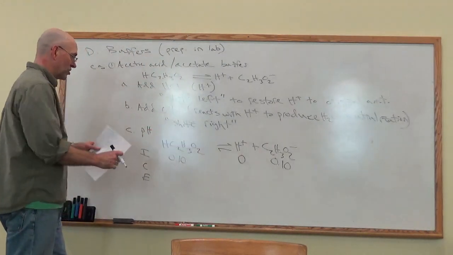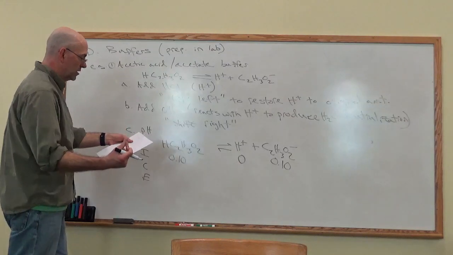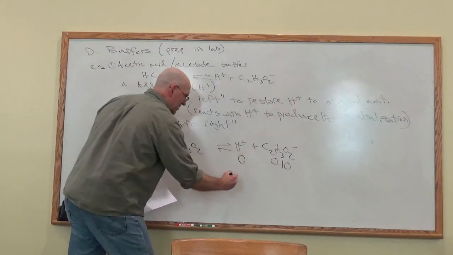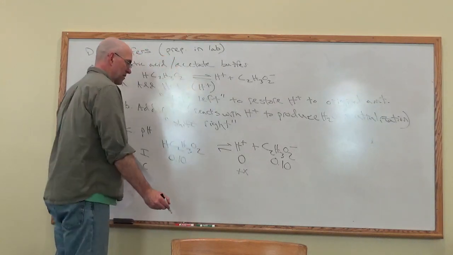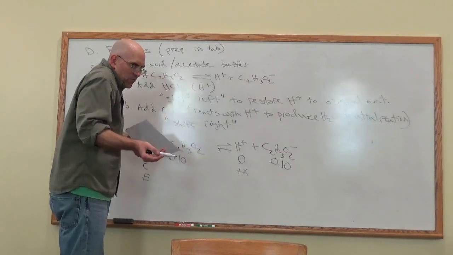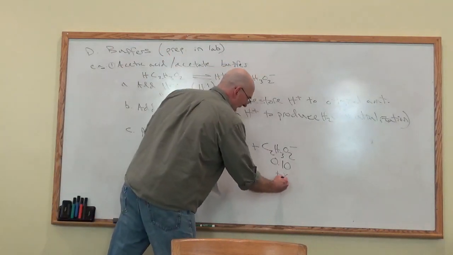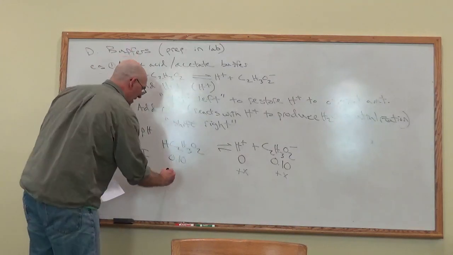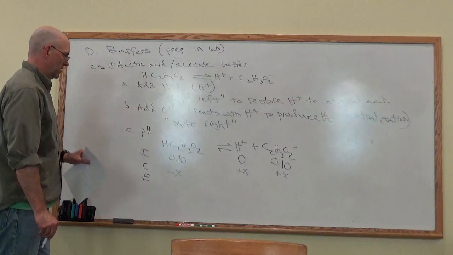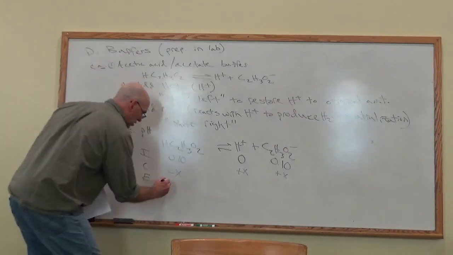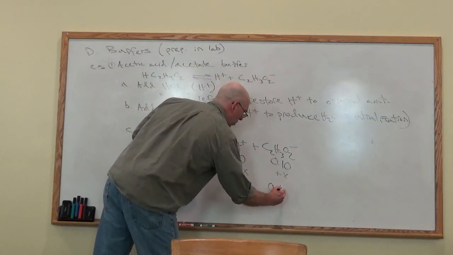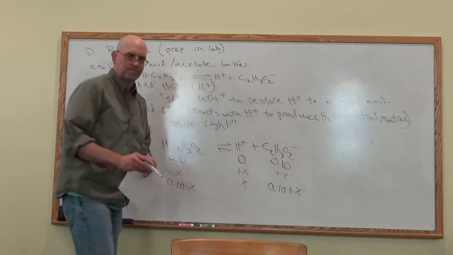It's a hypothetical situation. So what this equilibrium has to do is shift that way somewhat to give some H plus. You can't have negative H plus. So that has to be a positive X. It has to go up because it's at 0. Well, if that goes up, that has to go up. And if those go up, that has to go down. Fine. So 0.10 minus X, X, 0.10 plus X.